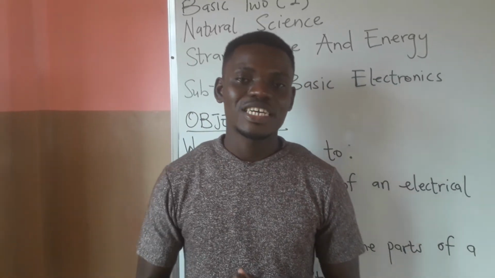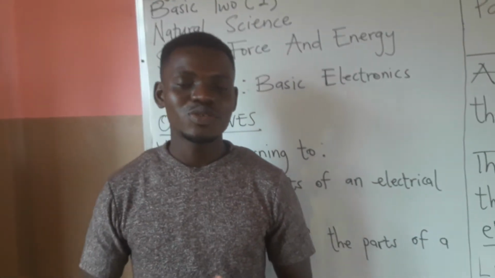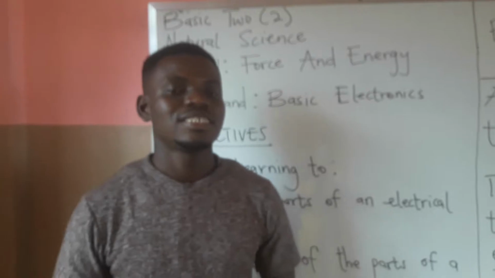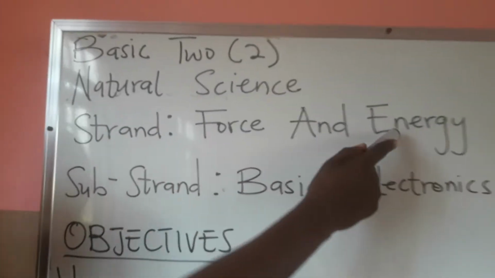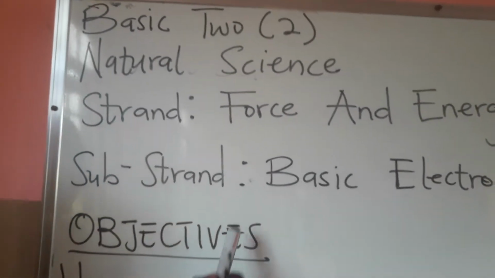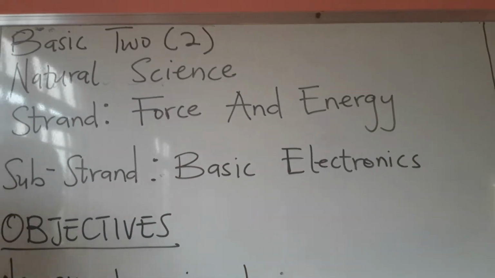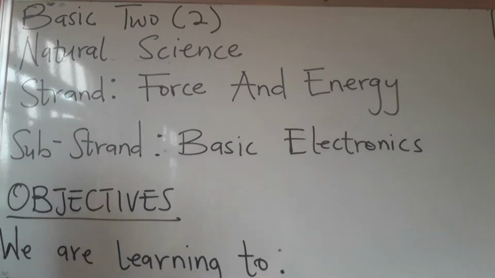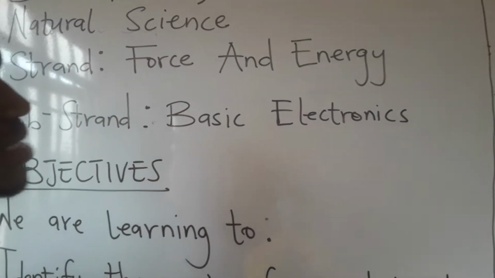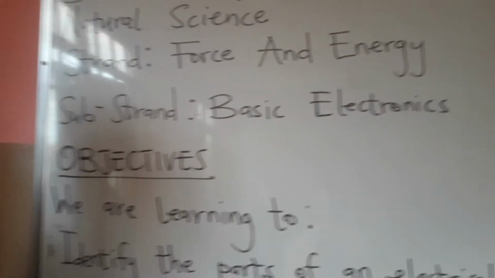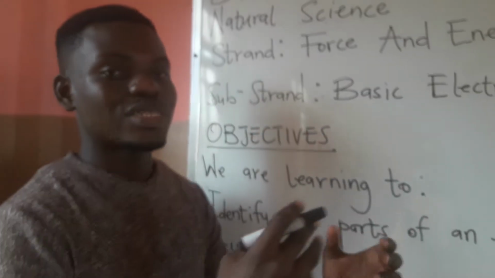Today we'll be looking at natural science, and under natural science we'll be doing force and energy. Our substrand for today is basic electronics. And I told you in our previous lesson that when we say electronics, we are simply talking about things that have to do with electricals, things that have to do with electricity.